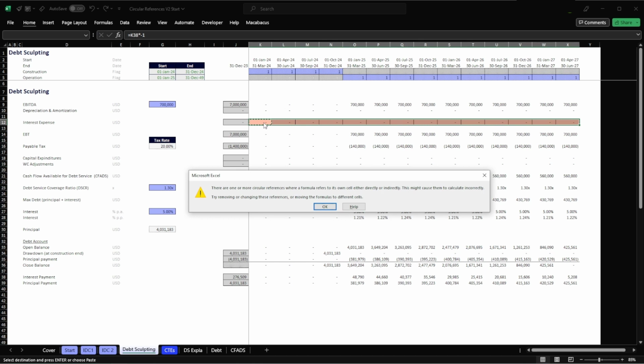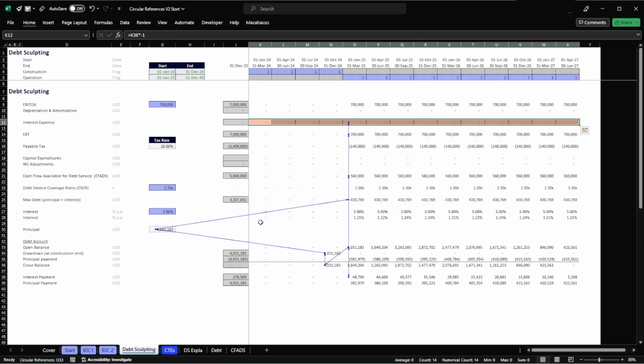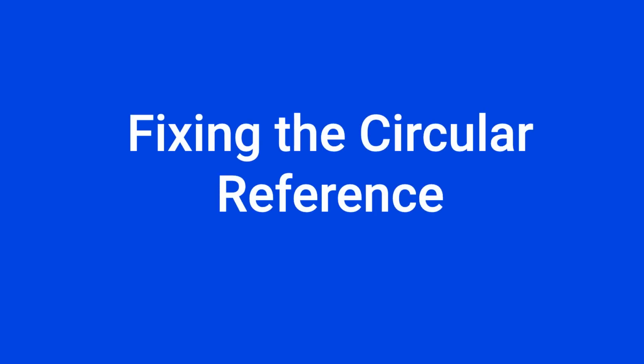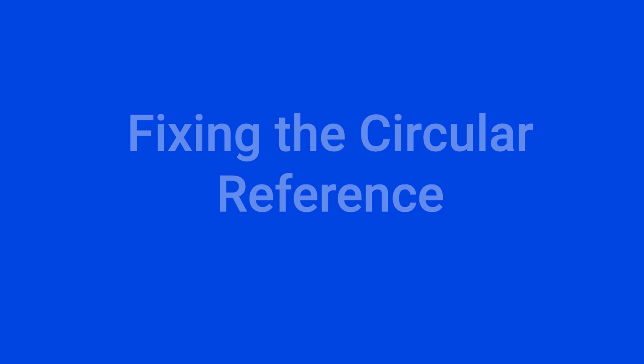We have the circular reference comes up in here, as you can see in this calculation in here. So that's where the circular reference comes from. And this is why people get a bit lost with that sculpting, because it's a bigger calculation, then you don't really know where the circular reference comes from. It's a bit more difficult to understand where the circular references come from. So how do we fix it now? Let's learn how to fix a circular reference.